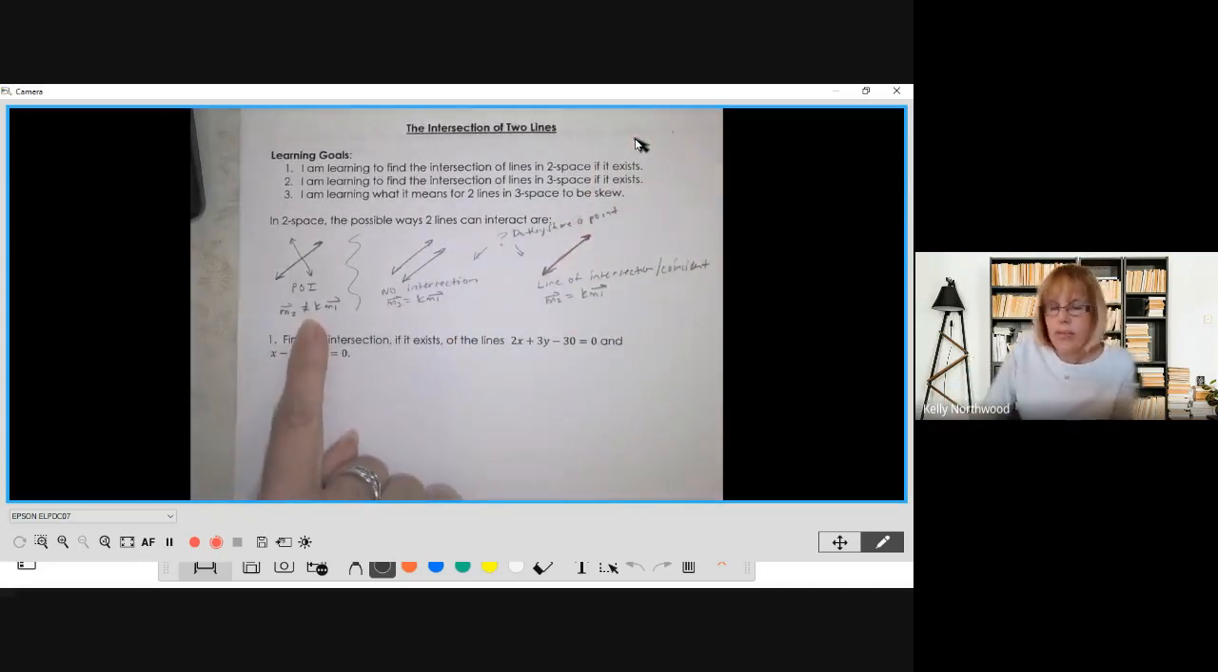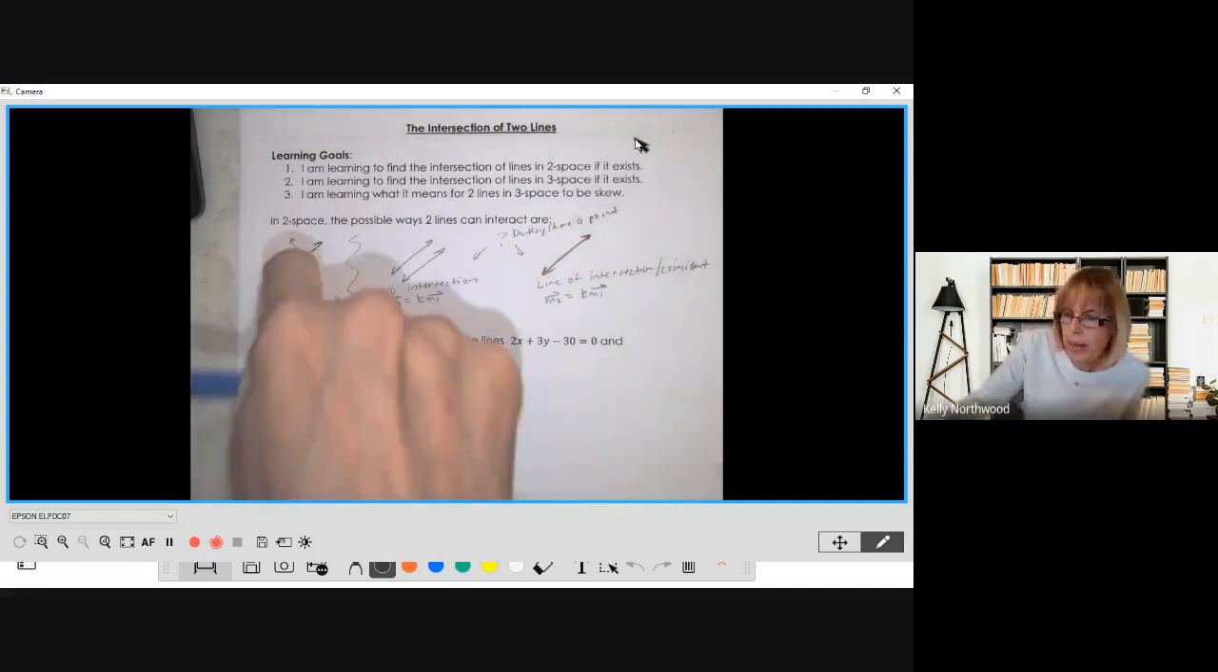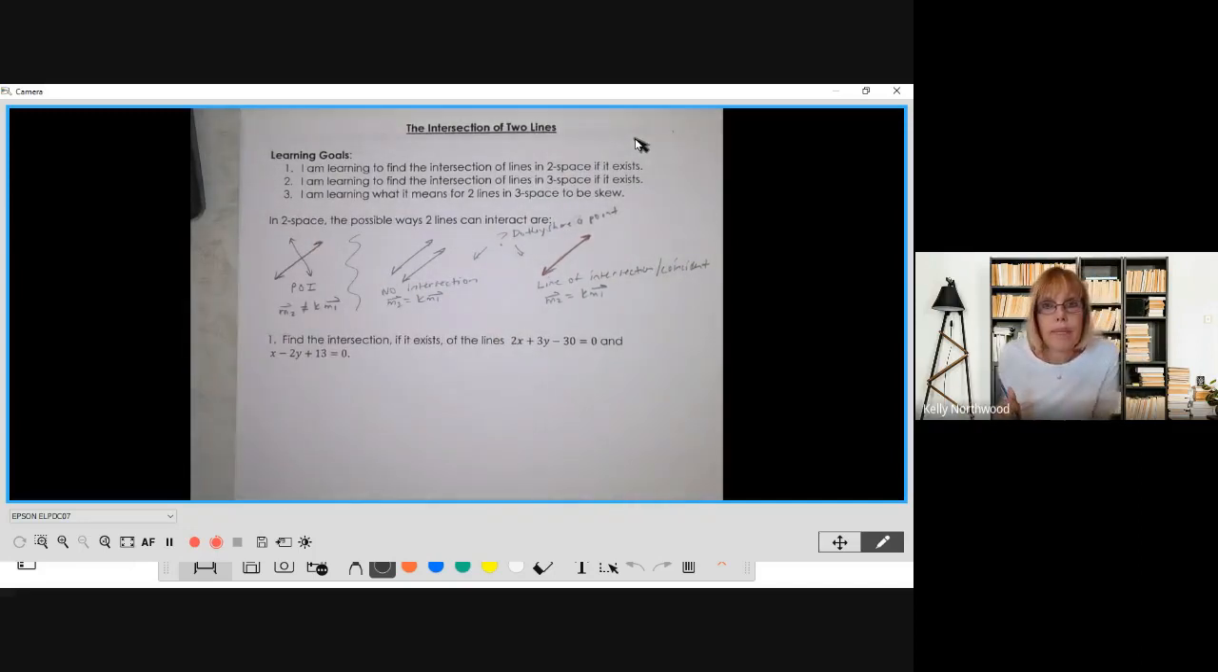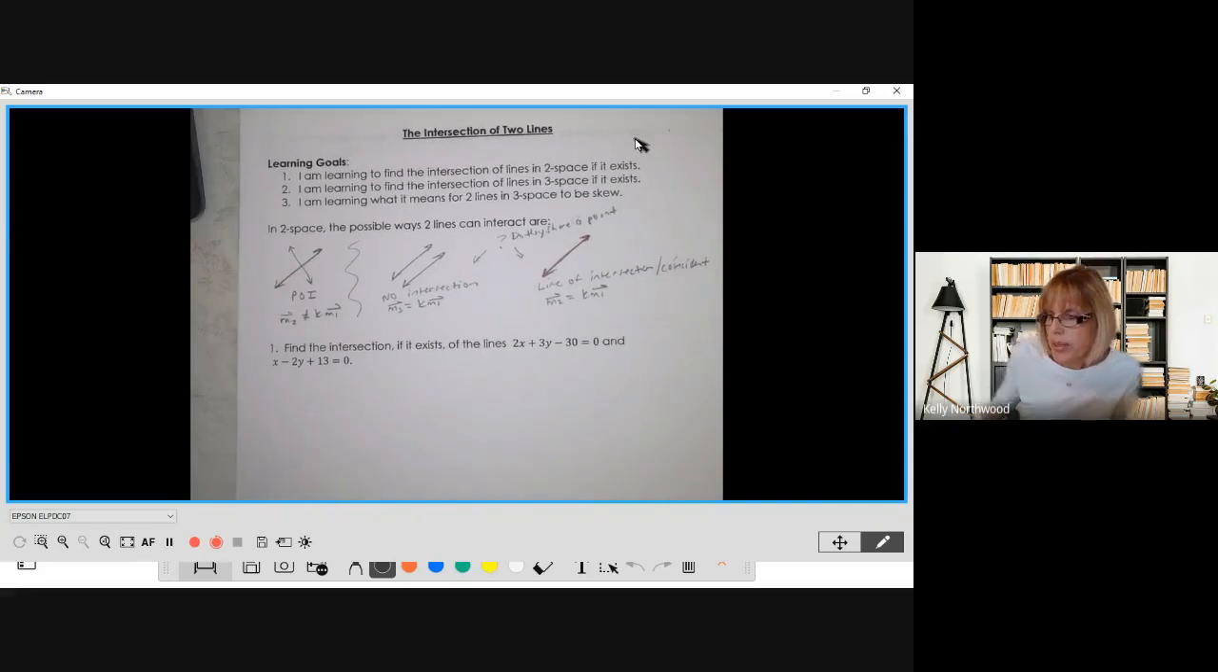If the direction vectors are not scalar multiples, then we automatically know we have a point of intersection. We can go and find it. Okay, so in two space, there's three possible outcomes. In three space, we're going to see that there's four possible outcomes. But we're going to start off with two space.